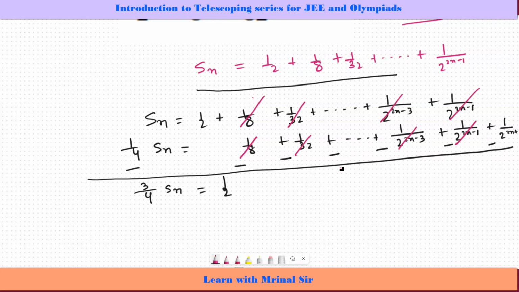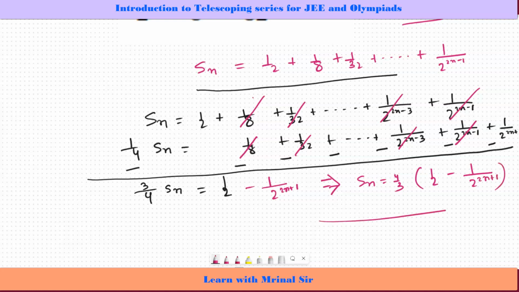What is left over there? 1 by 2 to the power 2n plus 1. You can take their LCM, you add or you don't add, it doesn't matter. But Sn is found here. It is 4 by 3 half minus 1 by 2 to the power 2n plus 1. It's over. Sum can be determined by this method.